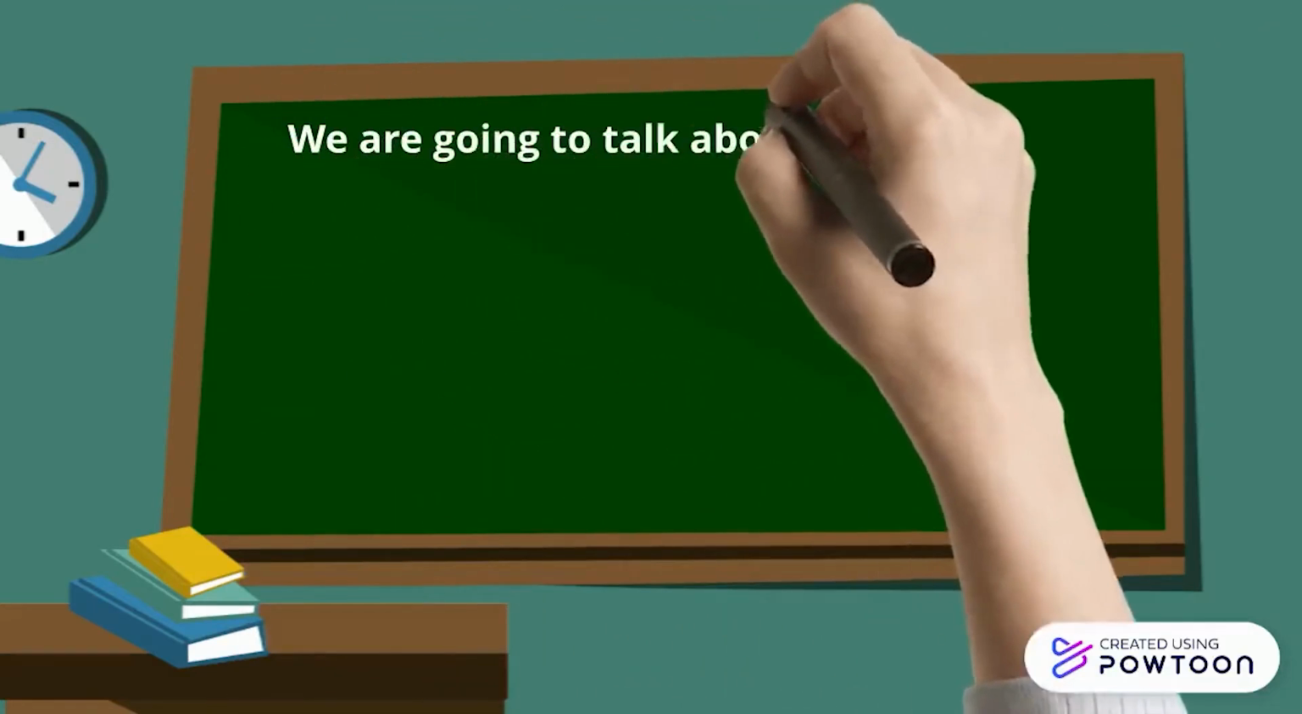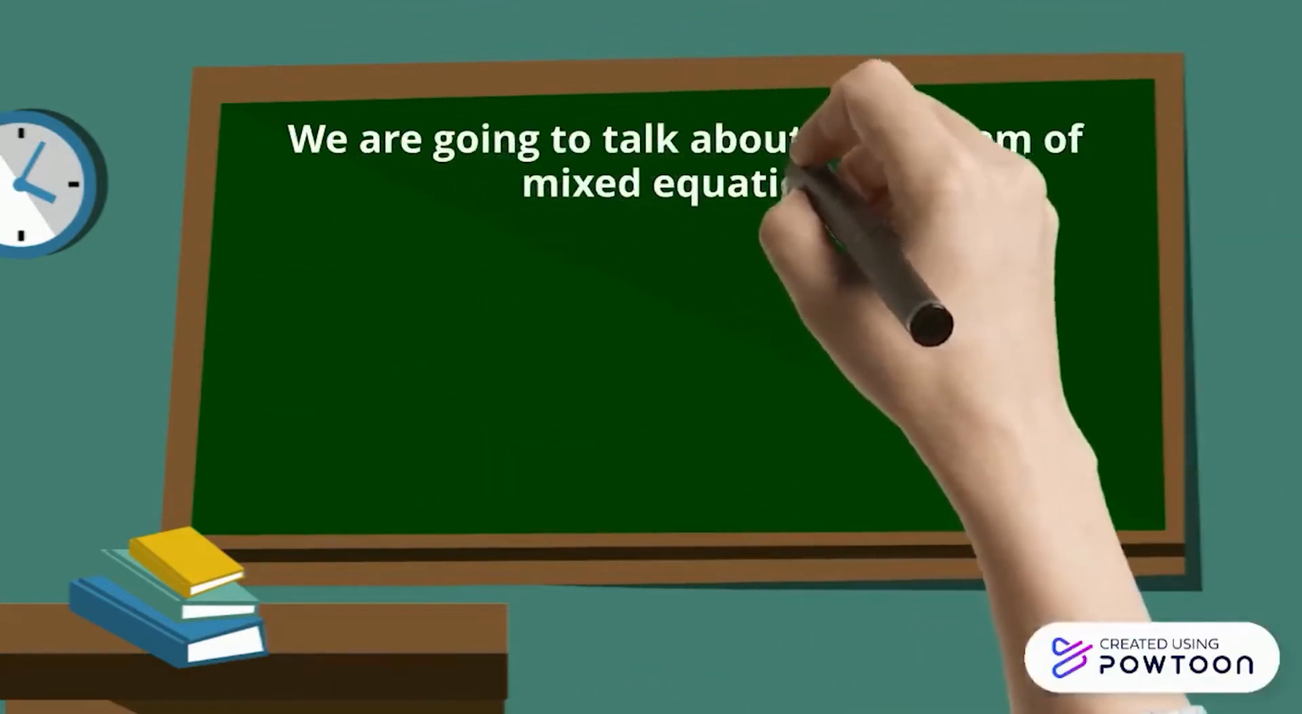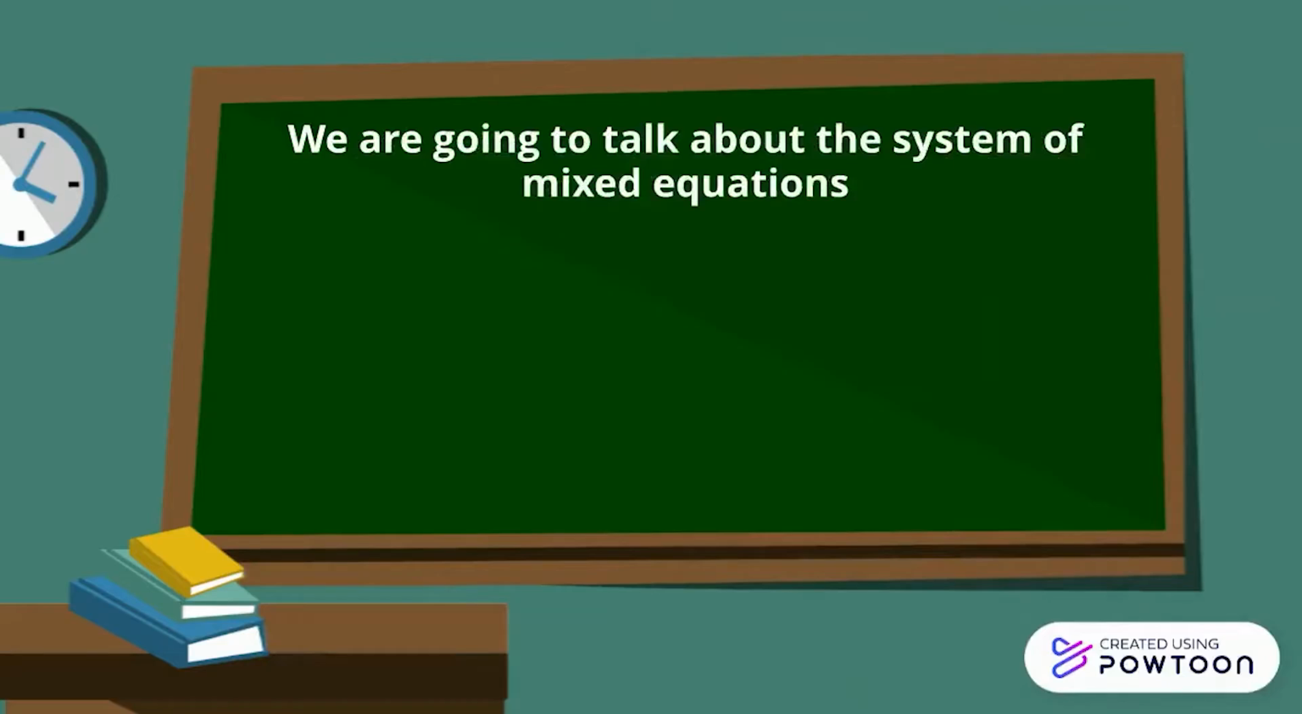We are going to talk about the system of mixed equations. We call a system of mixed equations any system of equations where at least one of them is not linear. This system can be solved analytically through substitution and equalization methods or graphically. In this case, we will show you how to solve it both ways. Before the example, we want to clarify what it means to solve analytically and graphically.